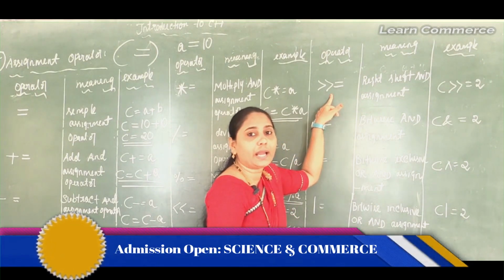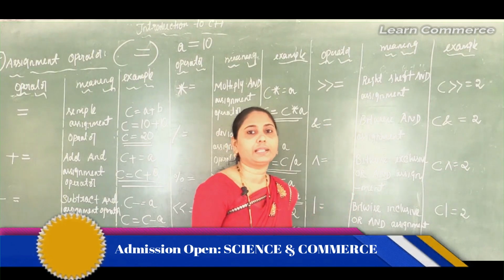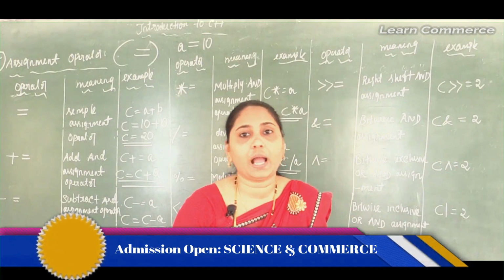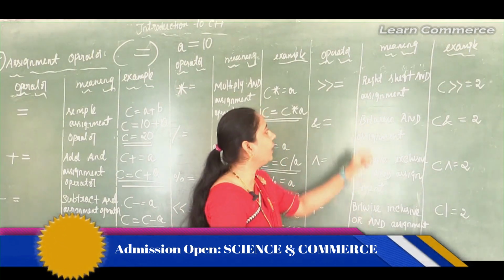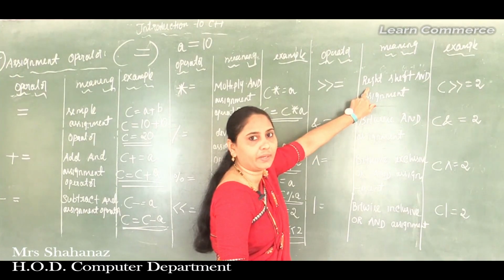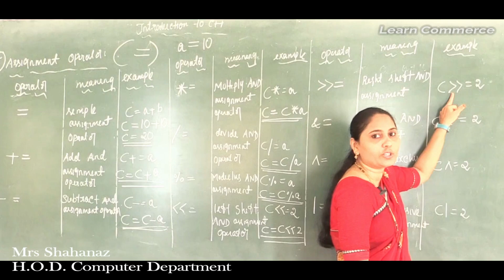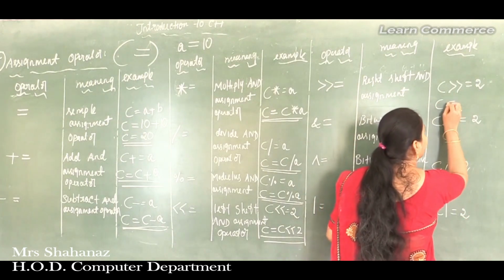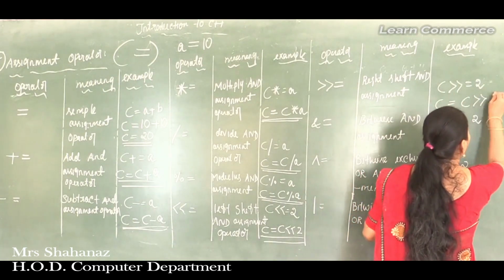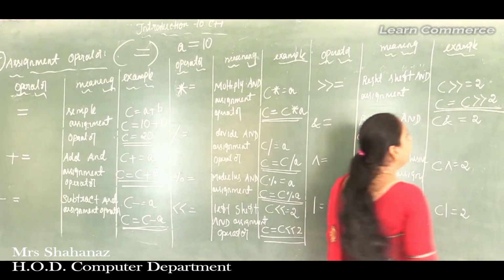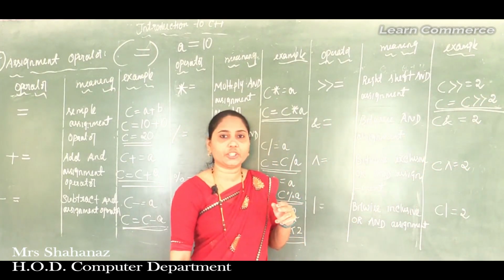Like that, another operator is the right shift equal. We can say the meaning is the right shift and assignment operator. One example: C right shift equal to 2, which can be written as C is equal to C right shift 2.